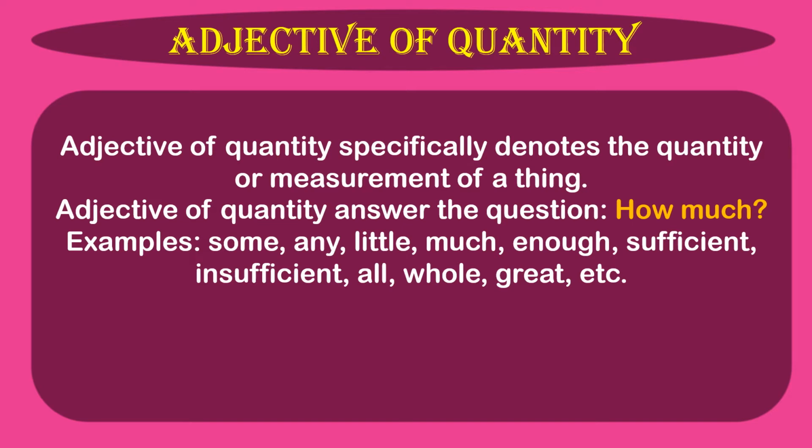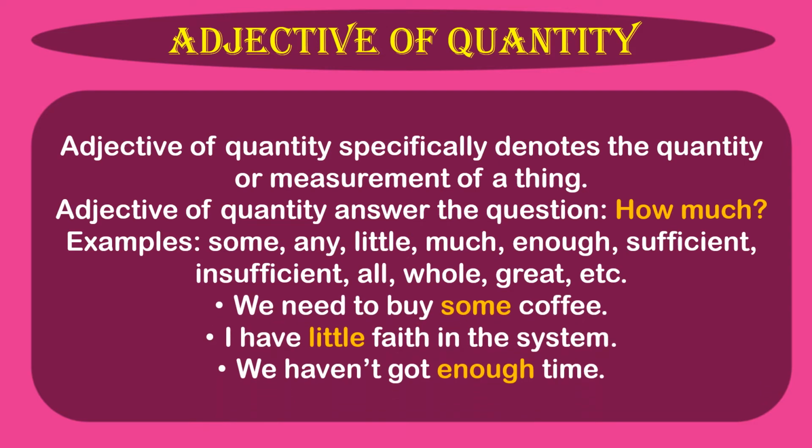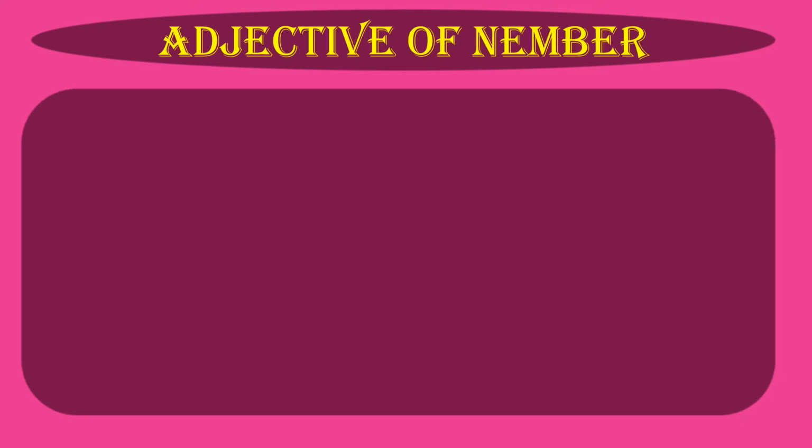Okay. So they are the measuring words, which we can measure. We cannot count them, right? Uncountable nouns. So we need to buy some coffee. Some coffee. Now, how much coffee? Some coffee. I have dash faith in the system. How much faith? Little faith. We haven't got enough time. How much time? Enough time. Okay. So this is giving you the answer of how much. Adjective of quantity. The adjective of number.